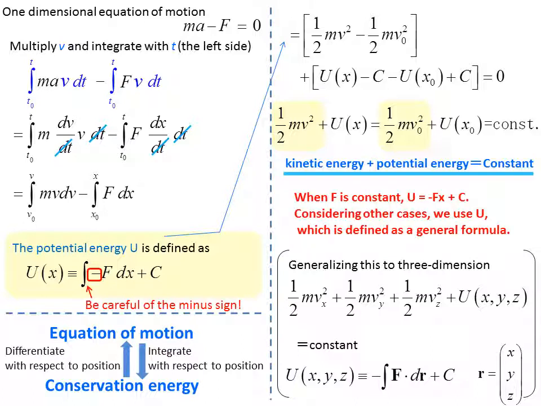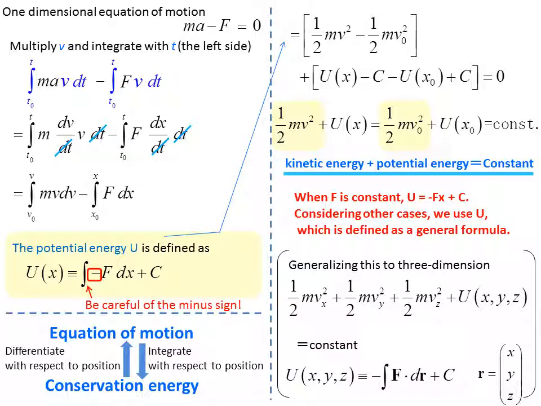Note that in the special case where the force F is a constant, the potential energy U is expressed as minus Fx plus c. However, in some cases, such as the Coulomb force, the force is not a constant, so it is expressed using the symbol U, defined above as a general formula.